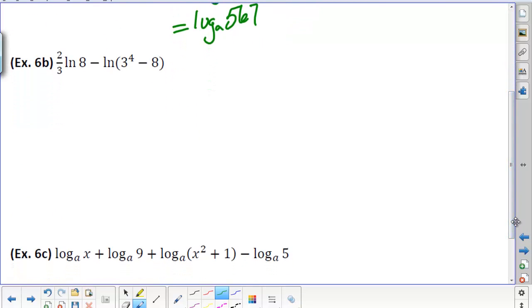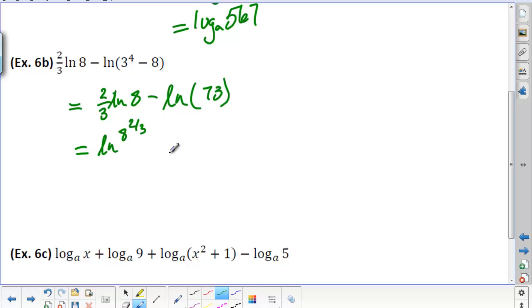Next one here, 2/3 natural log 8 minus natural log of (3 to the 4th minus 8). One thing we can do to start out is simplify this 3 to the 4th minus 8. 3 to the 4th is 81, and then minus 8 from that you get 73. So no reason to keep that more complicated than it needs to be. We can take the 2/3 and put it as a power over 8.